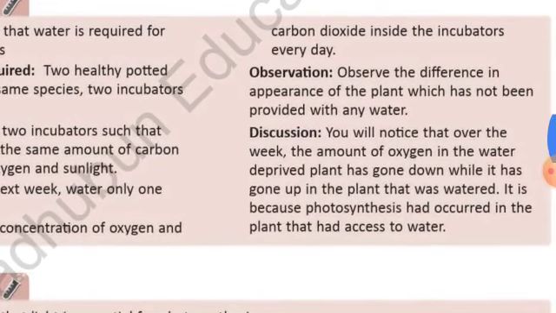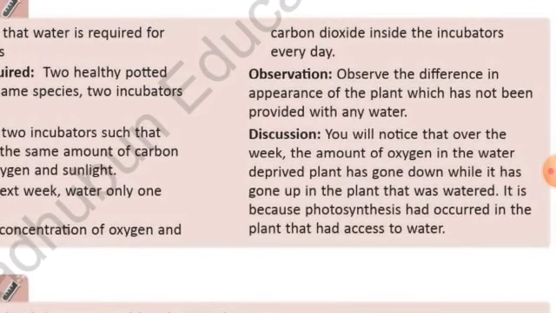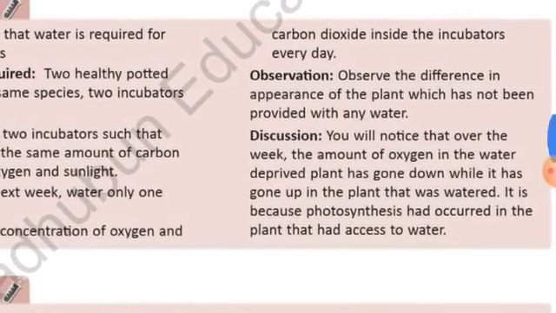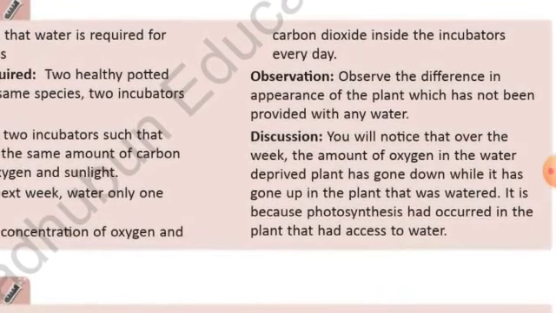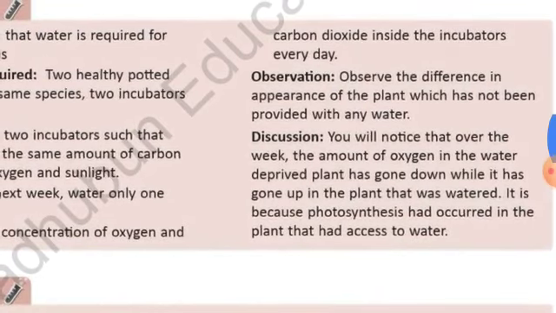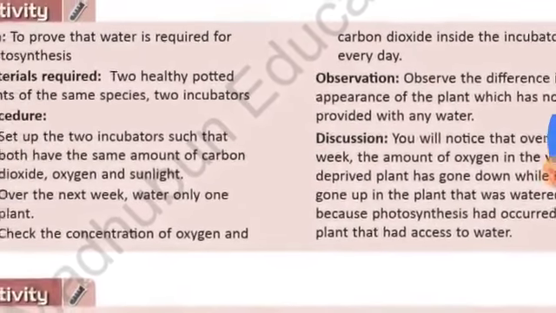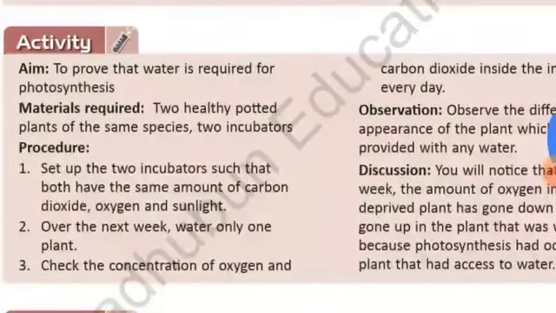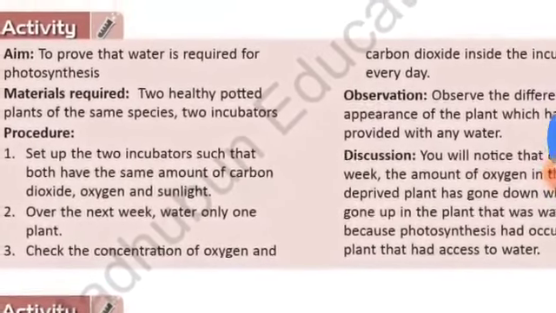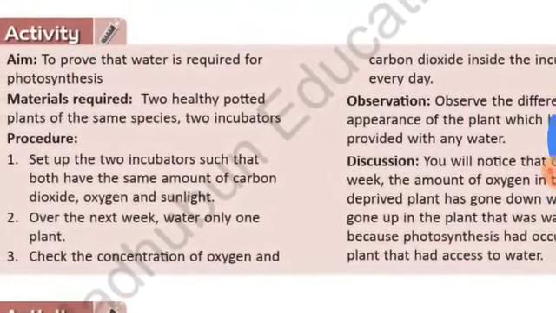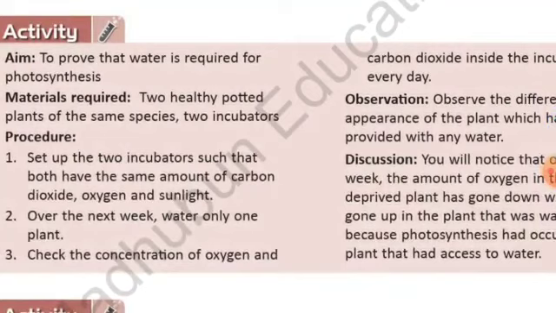So it proves that photosynthesis had occurred in the plant which has access to water, that means which has got the water. So water is also an important factor which is necessary for photosynthesis. So remember the factors, there are 5 factors which are needed for photosynthesis. If any one of these factors is not there, that means no photosynthesis will take place. Photosynthesis will be incomplete. So that's all for today's class.